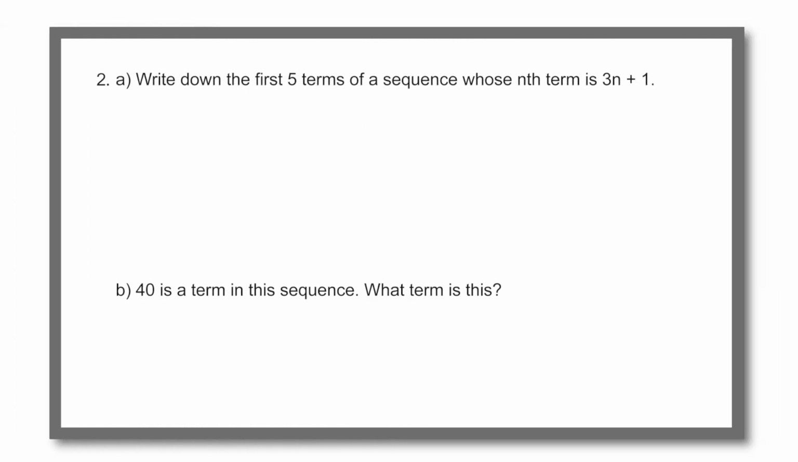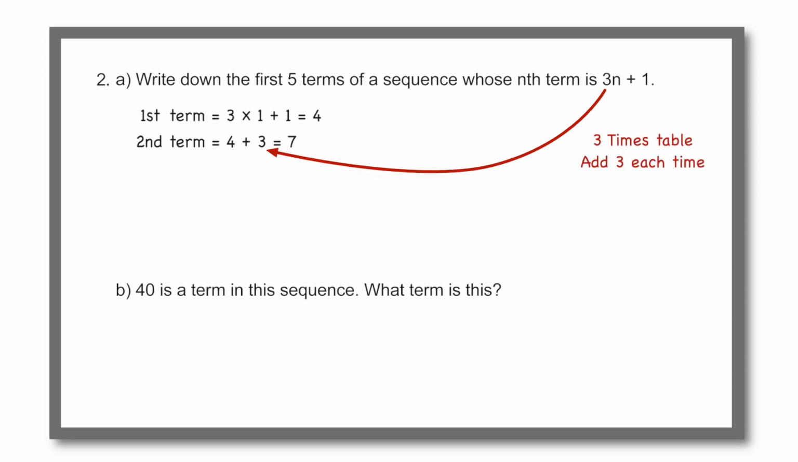Question 2. Write down the first 5 terms in the sequence whose nth term is 3n add 1. So the nth term has got 3n in it, so I'm thinking of the 3 times table. So our first term is going to be 3 multiplied by 1 add 1, which of course is going to equal 4. Our second term is going to be 4 add 3, which is equal to 7. The third term is going to be 7 add 3, which is equal to 10. The fourth term is going to be 10 add 3, which is equal to 13. And the fifth term is going to be 13 add 3, which is equal to 16.